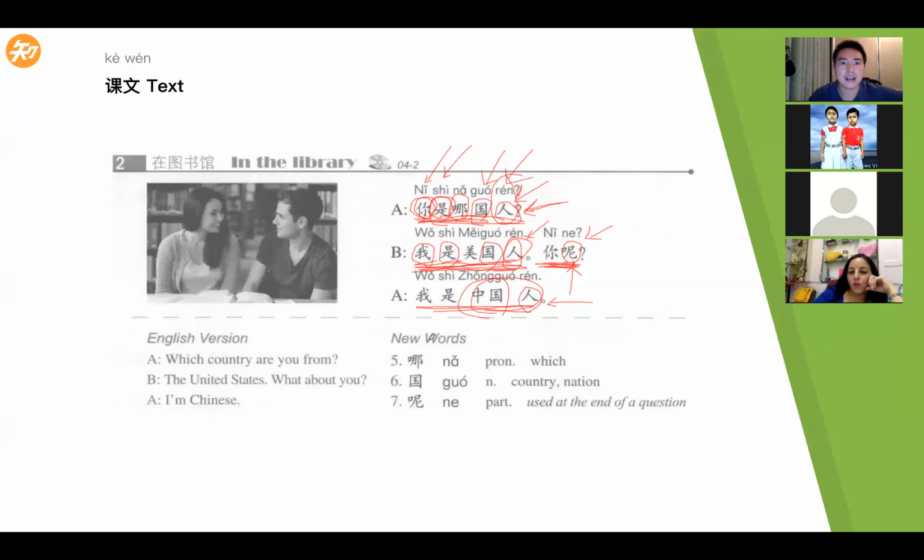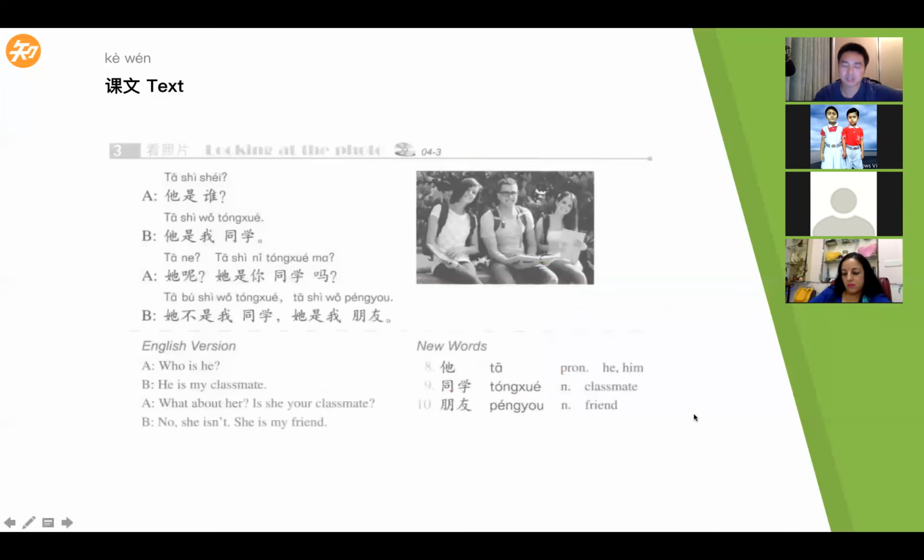So here are the new words. 哪 means which. It's important for what we're going to learn later. That is a language point. 国 means country or nation. It's just a noun. You can remember it. 呢 is a particle used at the end of a question. So this is also a grammar point we're going to learn later. These pronouns and particles are all language points.